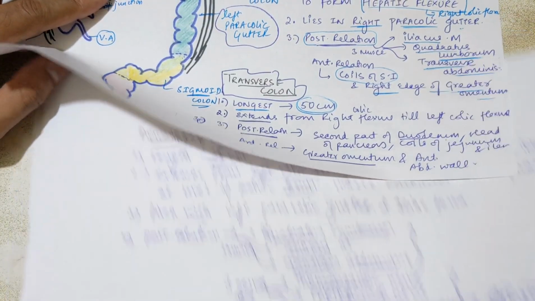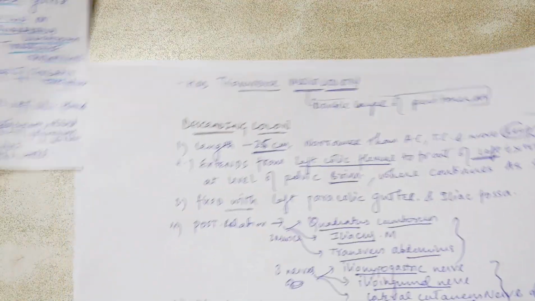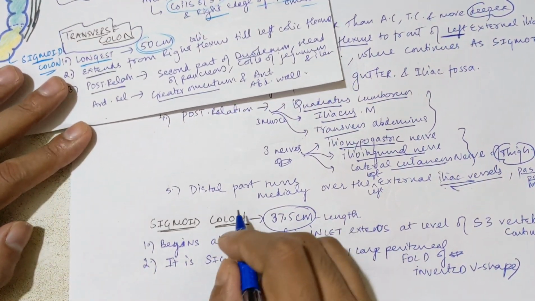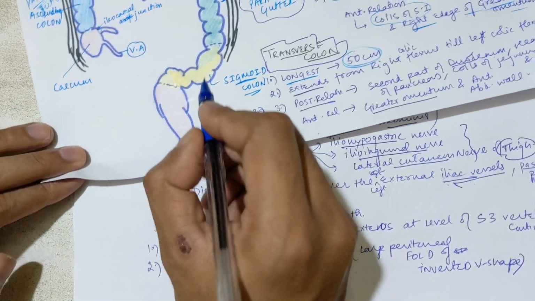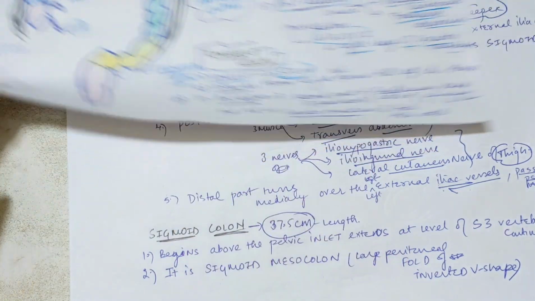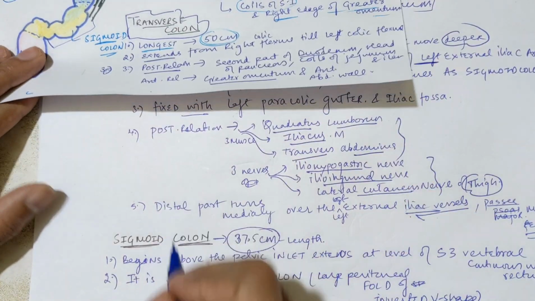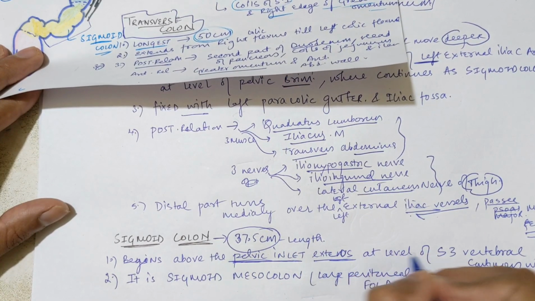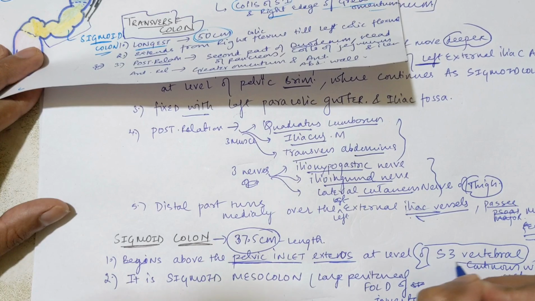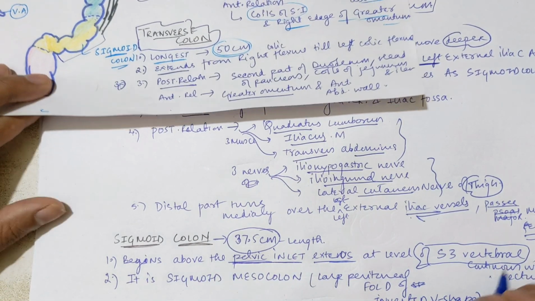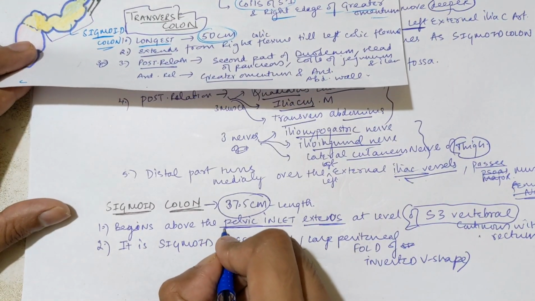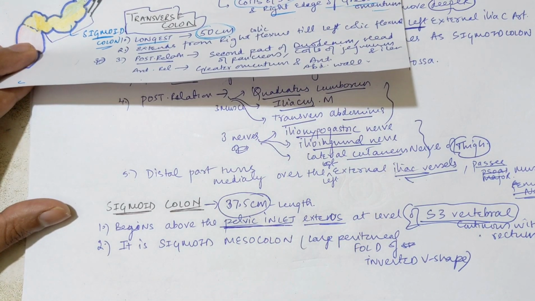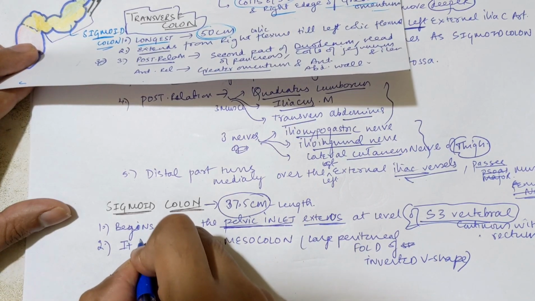Now let's move on to the sigmoid colon. Okay. So sigmoid colon, its length is around 37.5 centimeter. Okay, this yellow one you can see, this is actually your sigmoid colon. Okay, and where is it beginning? It is beginning actually above the pelvic inlet and extending till where? At the level of your S3 vertebra. Okay, and further it continues as rectum. Okay, so what is the extension? Pelvic inlet until the S3 vertebra, above the pelvic inlet. Clear? This much.